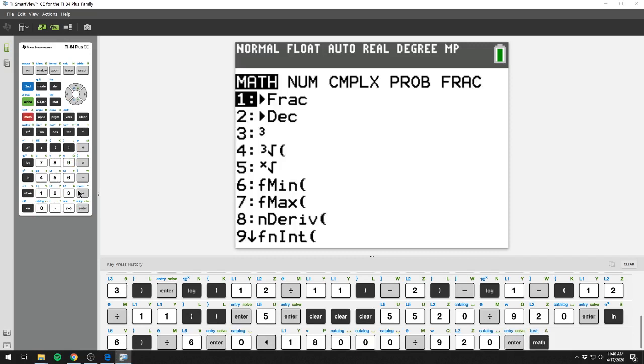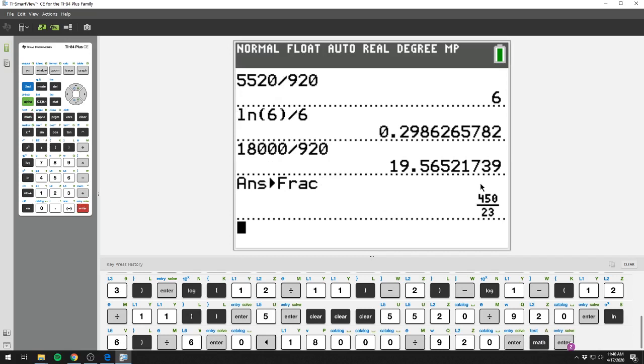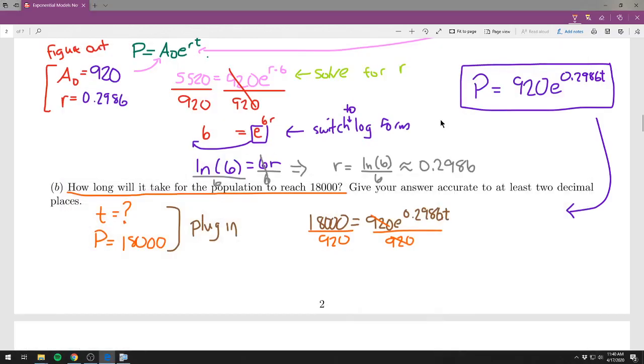I'm going to put it as a fraction just because I know what's going to happen here. That fraction's 450 divided by 23. I'll explain why I'm leaving it as a fraction after I plug it in. So we got 450 over 23 equals e to the 0.2986 t power.